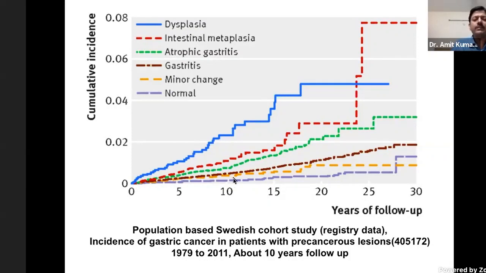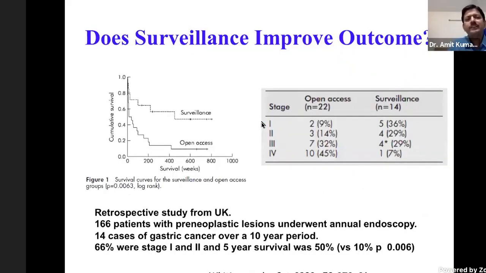And as time progressed, what you can clearly see is that people with atrophy, with metaplasia and dysplasia have a much higher risk of cancer compared to the rest. So definitely there is an increased risk of cancer in this group, and surveillance may be beneficial. What about doing surveillance per se?